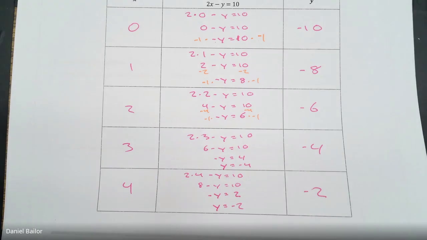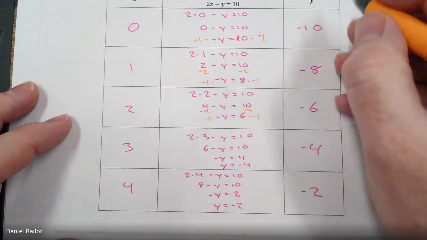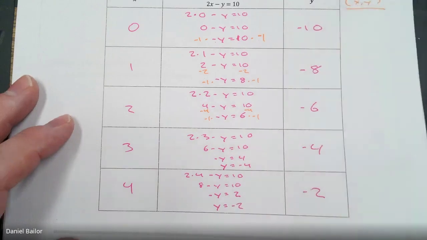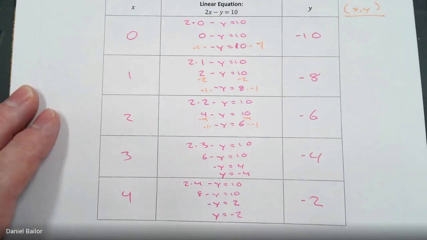Maybe you picked something different for x. If you picked different x's, you got different y's. But our graphs will look the same. We'll just use different points. They'll go in the same line. But let's get our ordered pairs in the order of x comma y.